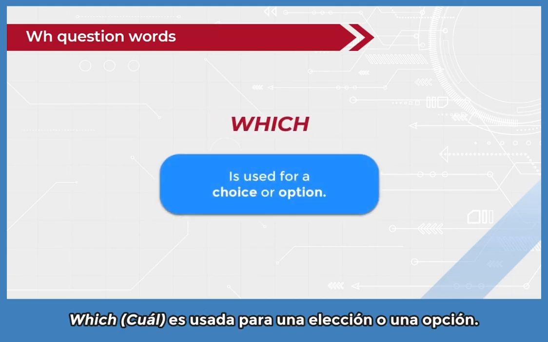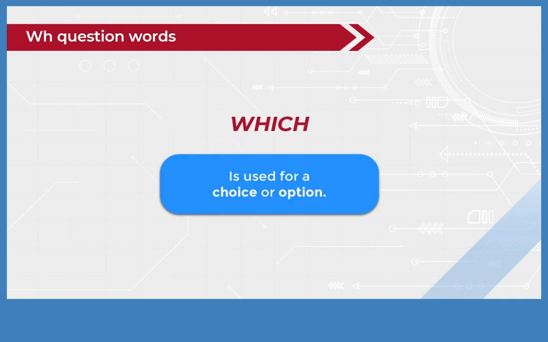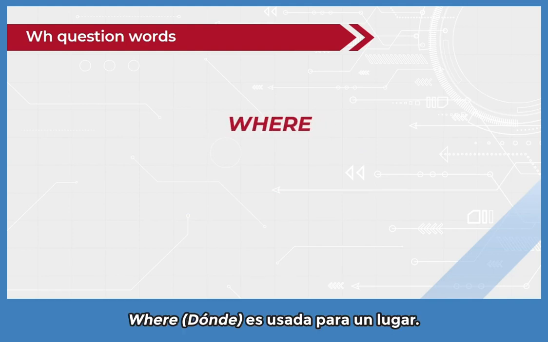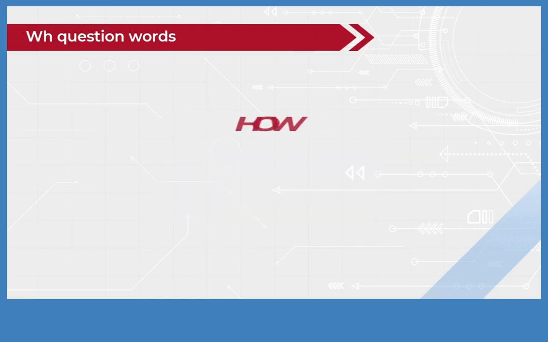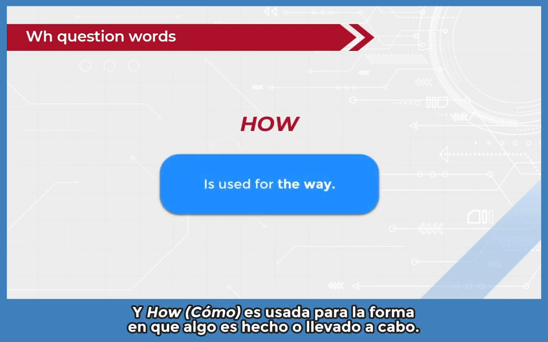Which is used for a choice or an option. Where is used for a place. And how is used for the way something is done or carried out.